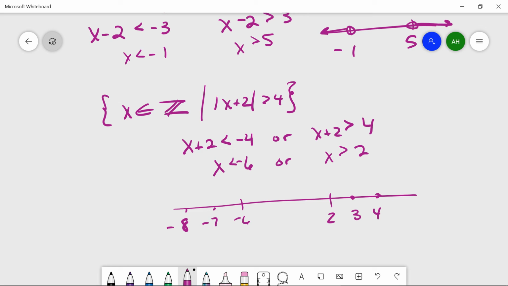Remember that for -7 and -8, those absolute values are going to be the larger ones. So those absolute values are going to be greater than 4.